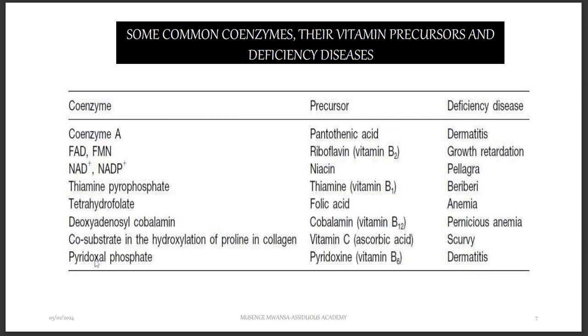Apart from coenzyme A giving you dermatitis, a problem with the skin, you also have pyridoxal phosphate, which is also giving you dermatitis. Which one also is very common? There's a question. Yes, Messi. Your hand is up.